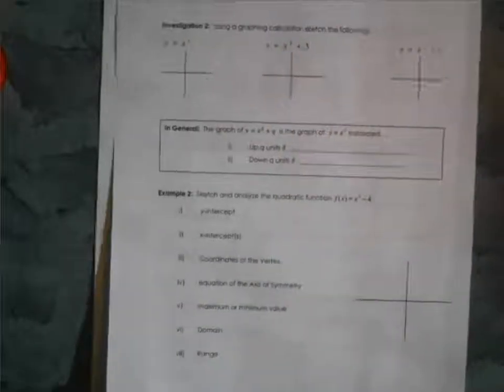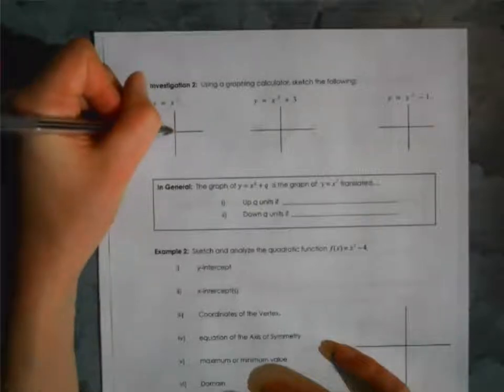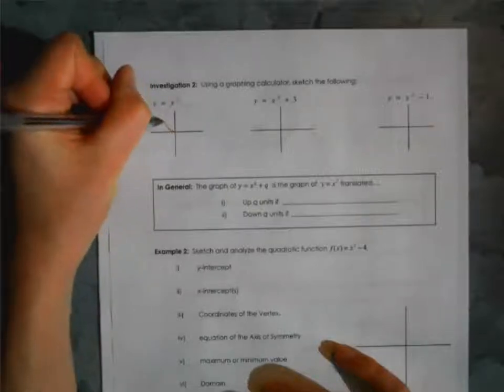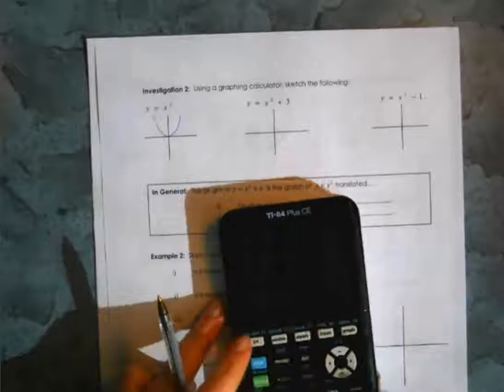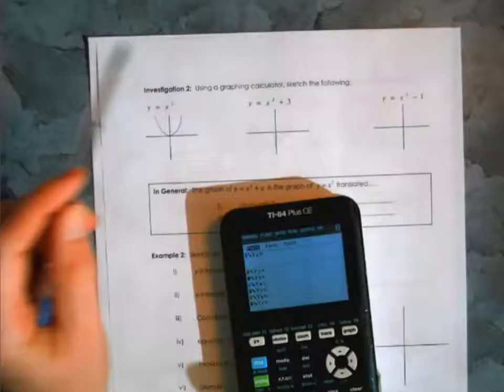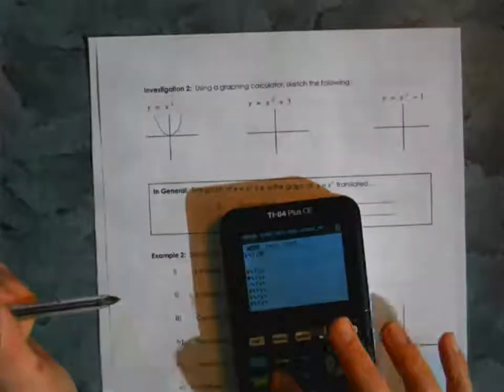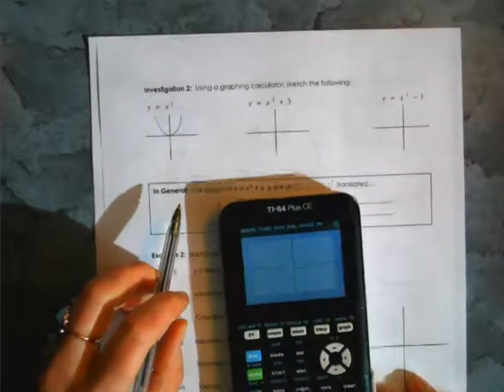So now let's have a look at another value that can affect the shape of our graph. In this one, we're going to do the same thing. Use a graphing calculator and sketch the following. So y equals x squared. I'm just going to sketch this one in because we've looked at that a couple times now. Okay, so that's approximately what y equals x squared looks like. Now let's go to y equals x squared plus 3. Okay, and let's look at the graph.